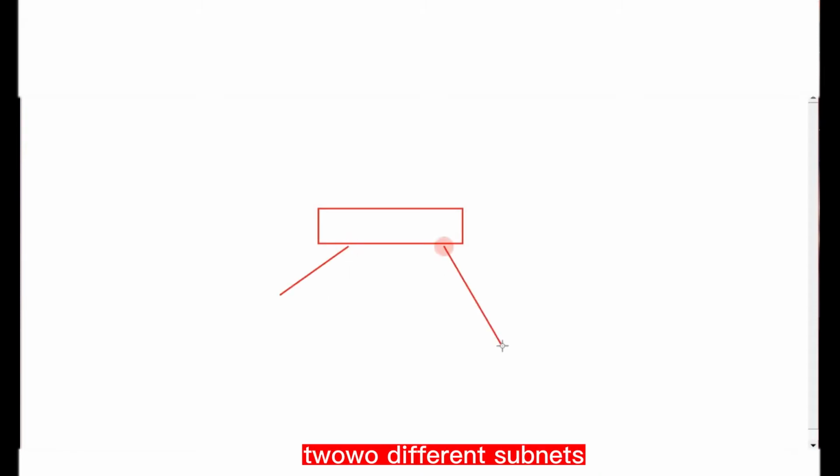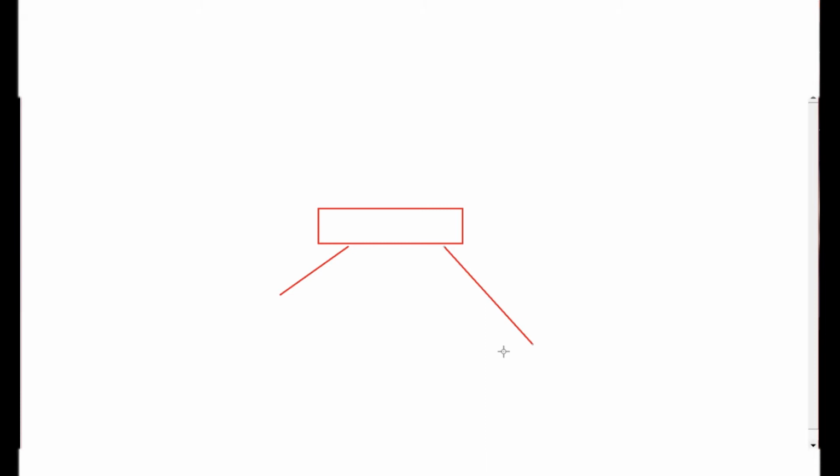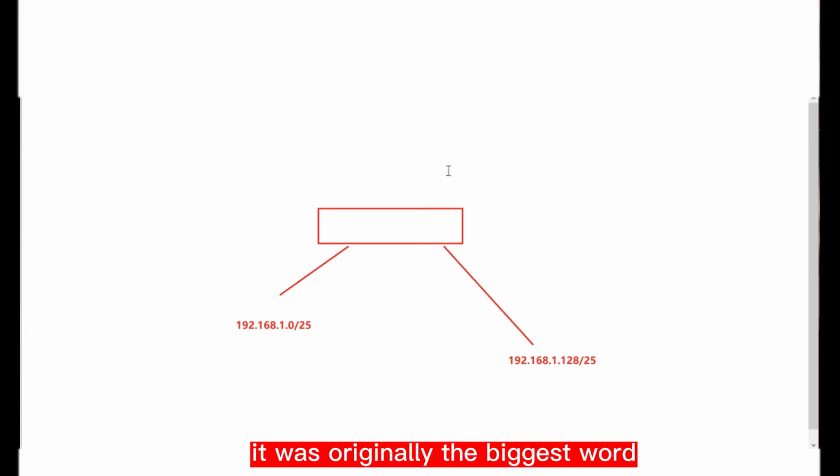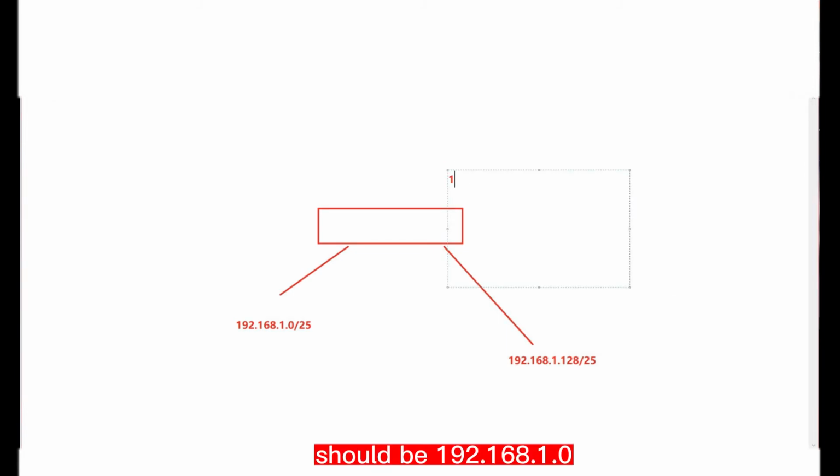Two different subnets. For example, it's two divisions of a company. Left is 192.168.1.0 with a 25-bit mask. Right is 192.168.1.128 with a 25-bit mask. Actually, it was originally the biggest one, which should be 192.168.1.0 with a 24-bit mask. I have now subnetted.